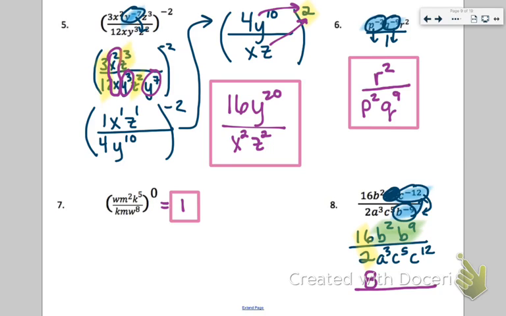Then I look at my b's. They're being multiplied, so I add them. 2 plus 9 is 11, so I get b to the 11th power. Next, I have my c's being multiplied, so I add them. 5 plus 12 is 17. And then the a to the third, there's no other a's, so it just stays a to the third in the denominator.